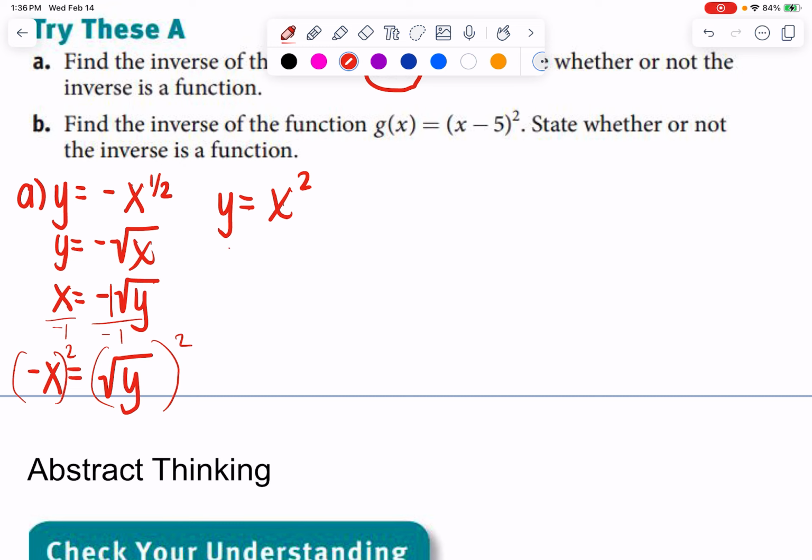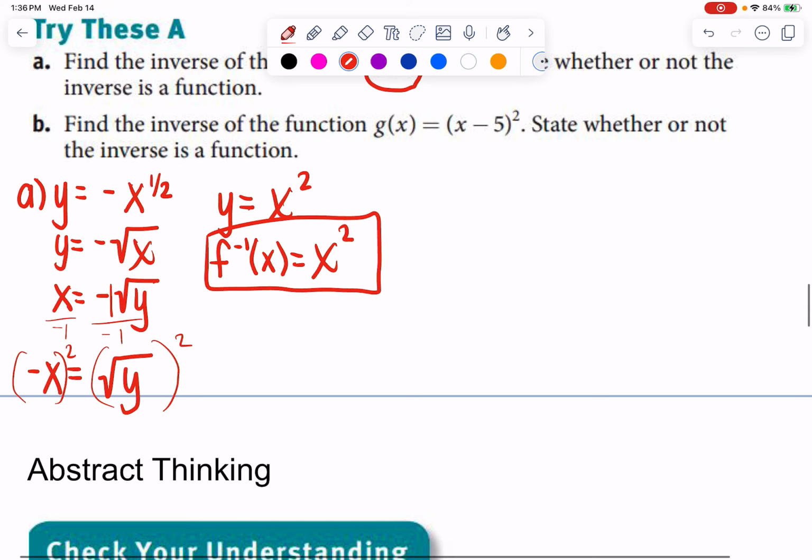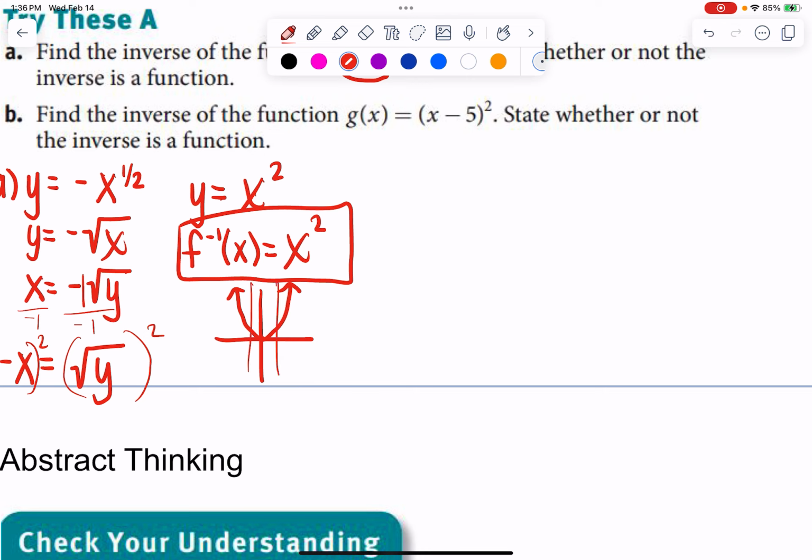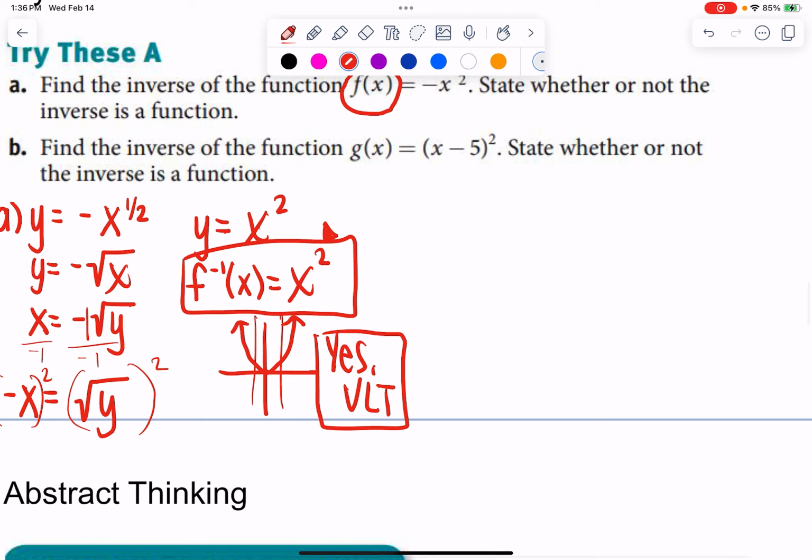And then just finally replacing it with that inverse sign, it would be f inverse of x equals x squared, okay? That would be your inverse. But then it's asking you whether or not the inverse is a function. Well, the way you want to think of it is this is just a parabola that starts at (0, 0) and goes up. It passes that vertical line test, which means that, yes, it is a function, because it passes the vertical line test. So you can just graph that either on your paper or on your calculator to determine if it's a function.